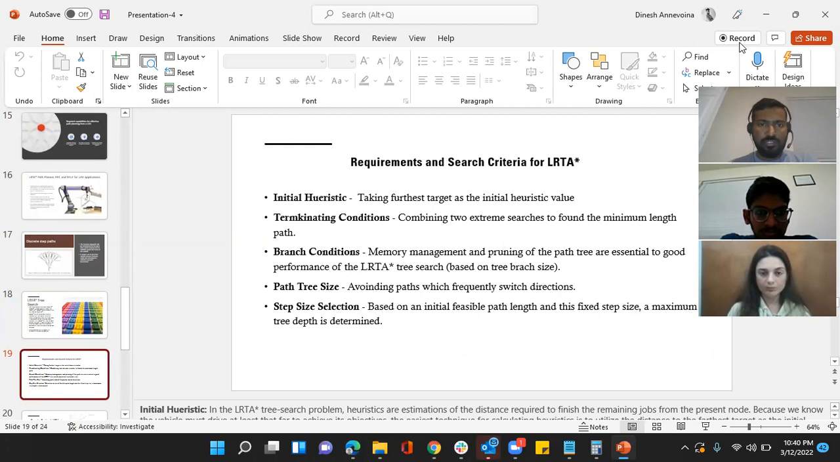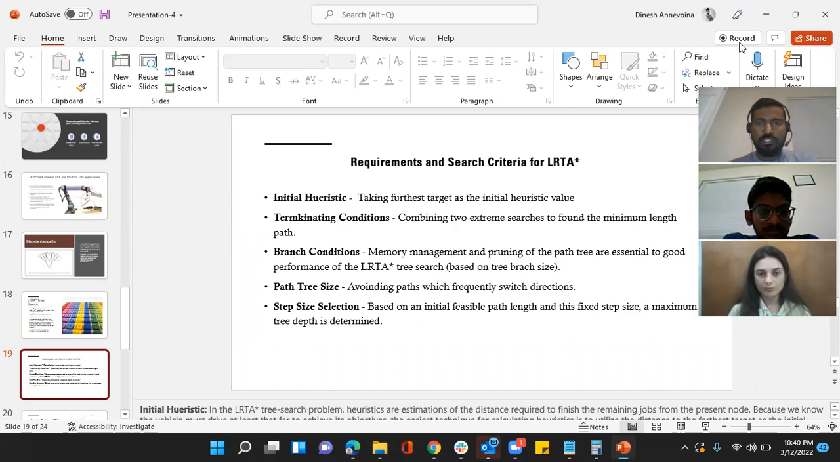Initial heuristic search usually will consider the farthest target to calculate the optimal path, because we should take the initial node and the end node to calculate the path between the destination and the starting point. And these terminating conditions, I will talk about in the next slide. I'll give more information there.